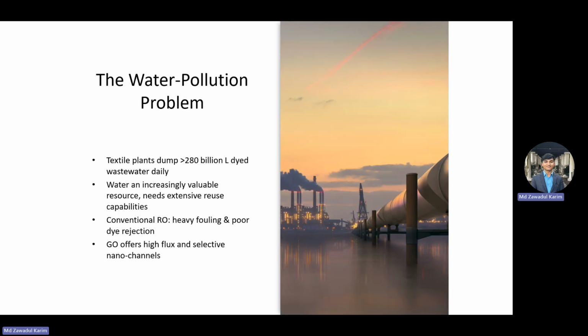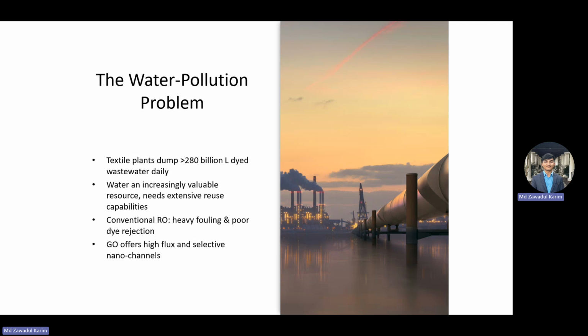Every day, the textile industry releases more than 280 billion liters of colored wastewater into our water systems. It includes rivers, streams, etc. These dyes are hard to break down and quickly foul conventional reverse osmosis membranes. Plants spend millions on chemicals and downtime just to keep their filters alive. We need a membrane that blocks large dye molecules, yet still lets water race through.